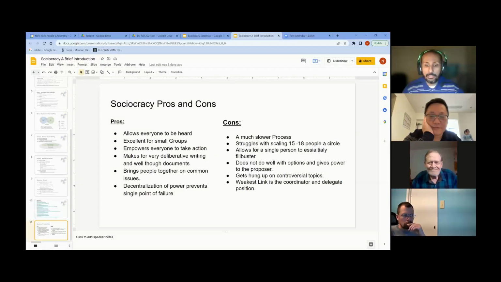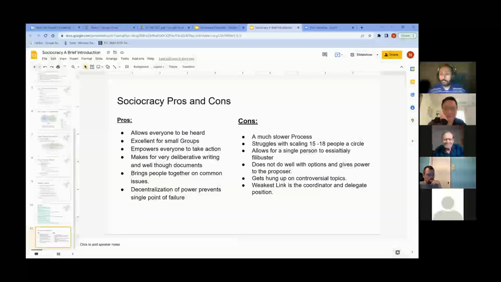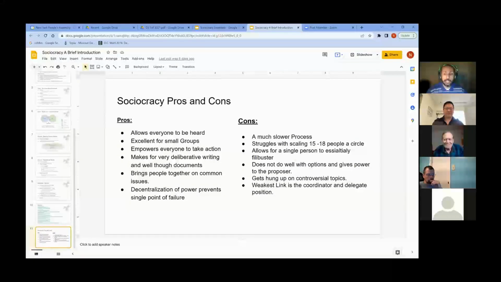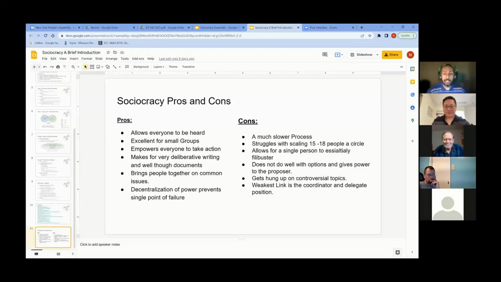It makes for very deliberative writing. You have a lot of voices in writing, and you get to very specific language because we look for clarity. But it does not do well when you're given multiple options, as a proposal is only one proposition out of many, and so the first person who proposes has the power. Normally, if you have an objection, they'll ask you, "Do you have a counter proposal? Do you have your own idea?" It brings people together on common issues, but it gets hung up when you have controversial topics.